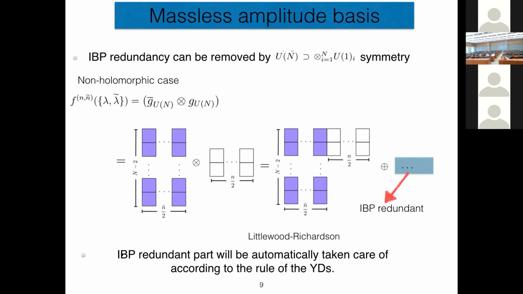So this integration-by-parts redundant part will be automatically taken care of if you use the rule of the Young tableau method. This is pretty interesting and very important, because if you use this kind of method, you are always guaranteed to get completely correct results. The operator spaces are completely independent, and they are also complete.